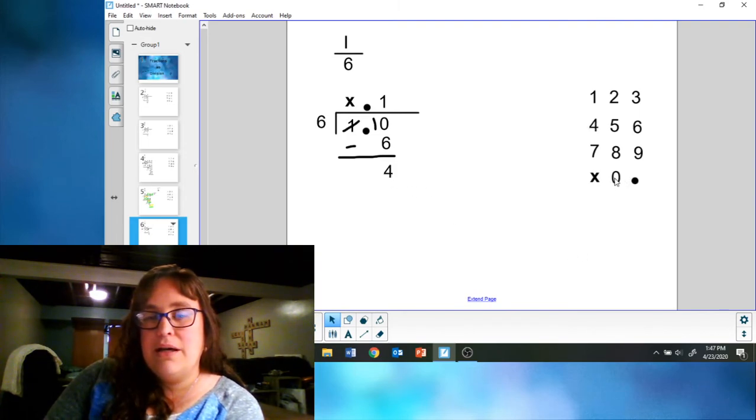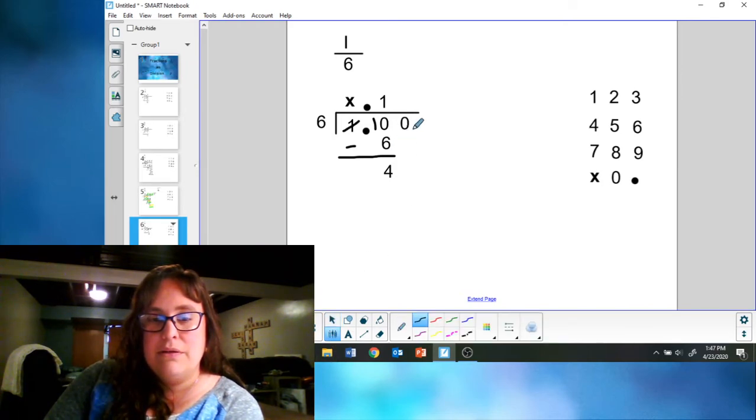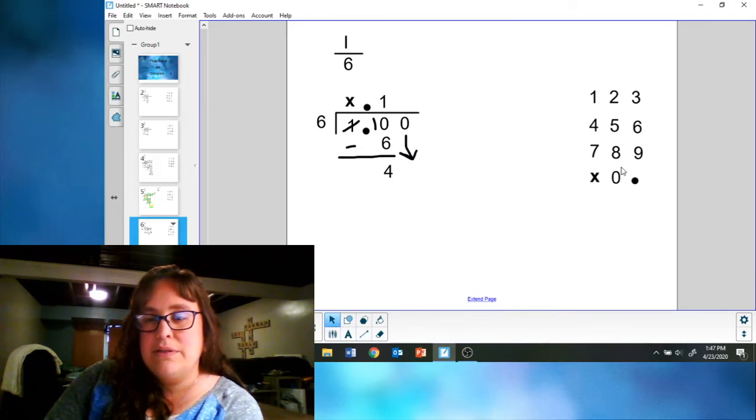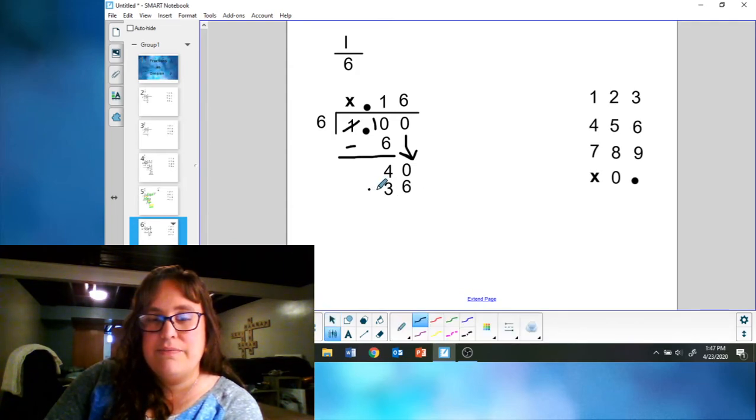Okay. No remainders, so I add a 0. I'm going to bring that down. And now I've got a 40. So 6 goes into 40 how many times? It will go in 6 times. Multiply. 6 times 6 is 36. And then I need to subtract.